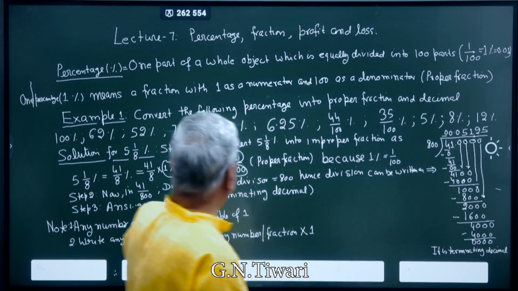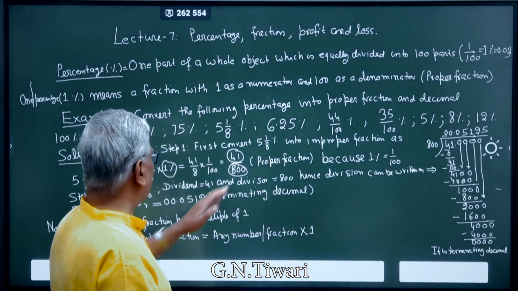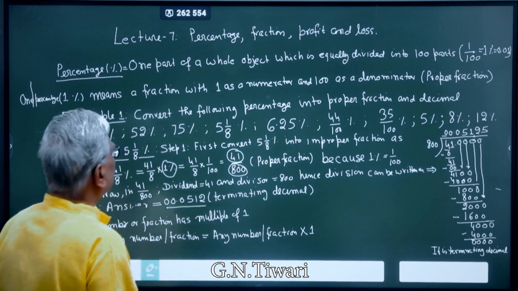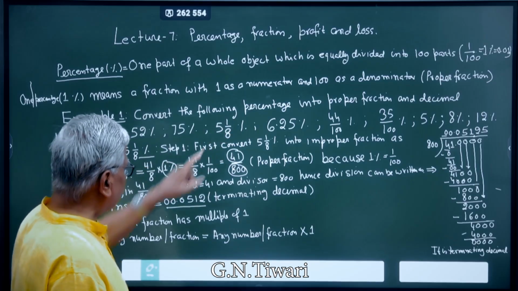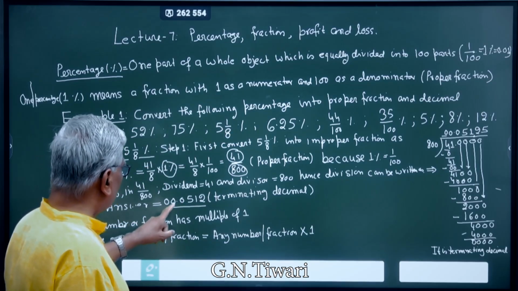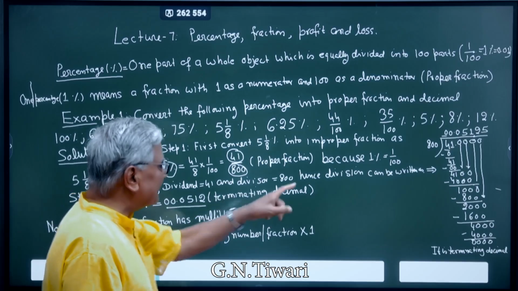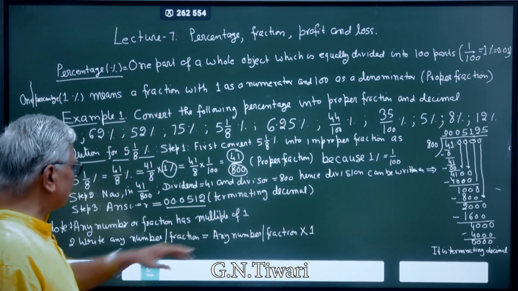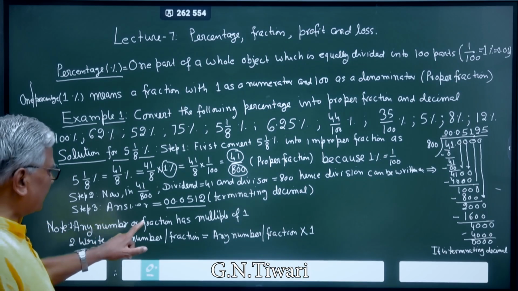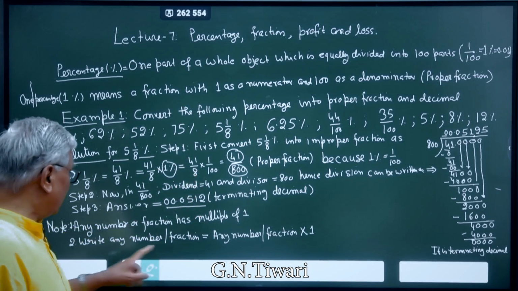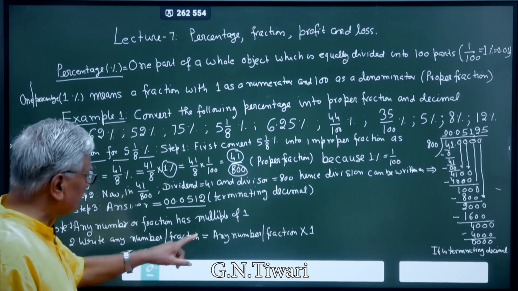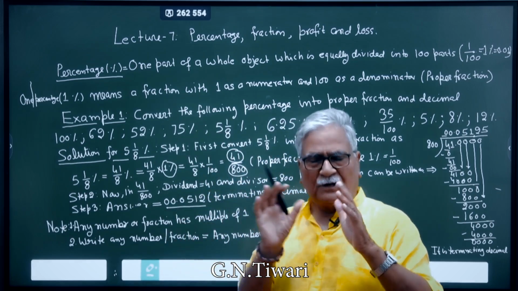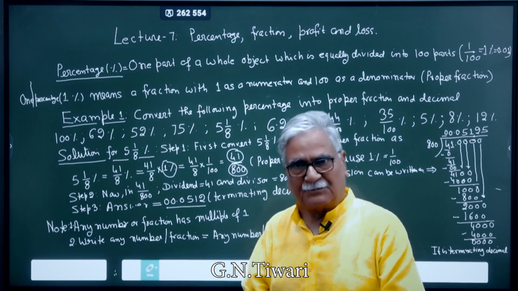This is 0.05125. This fraction can be converted into a percentage, and this is a terminating answer. So 5 and 1 by 8 percent is equal to 0.05125. It is called a terminating decimal because the remainder is 0. Be careful. In this case, note that any number or fraction has a multiple of 1. Any number into 1 remains the same number, whether it is a number, a fraction or a decimal.